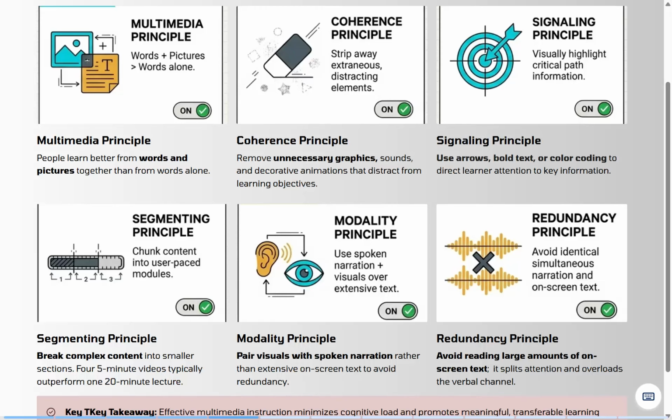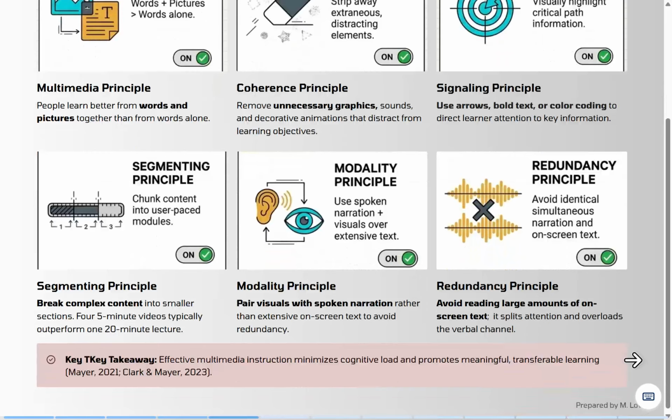The next slide shows what those design decisions look like when we compare a traditional online lesson with one that intentionally applies CTML principles.